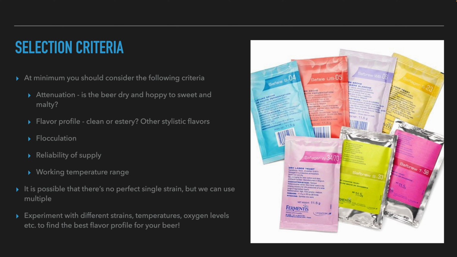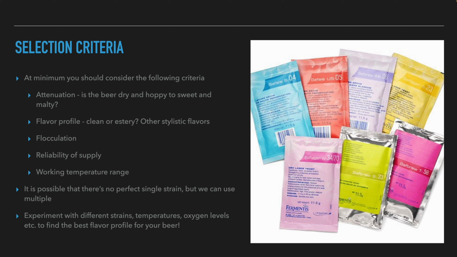The second parameter we will consider is the flavor profile of the yeast. Do we want a variety that will not give fermentation flavors? We call this clean fermentation or a clean yeast strain. Or alternatively, maybe we're making a Belgian beer and we want there to be phenols, or an English beer where we would like to have some esters.